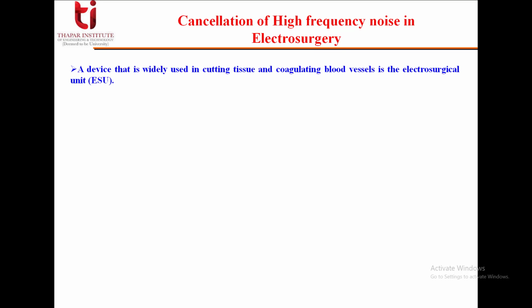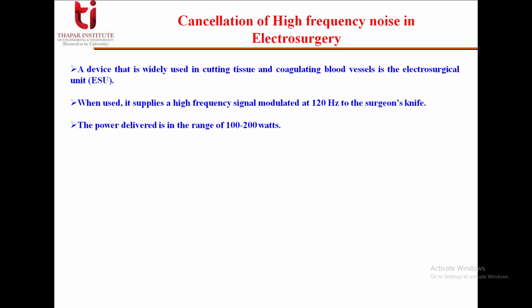Now we have another that is the cancellation of high frequency noise in electrosurgery. A device that is widely used in cutting tissue and coagulating blood vessels is the electrosurgical unit that is ESU. When it is used, it supplies a high frequency signal modulated at 120 Hz to the surgeon's knife and the power delivered is in the range of 100 to 200 watts. While it is in operation, the high frequency currents pass through the patient's tissue.